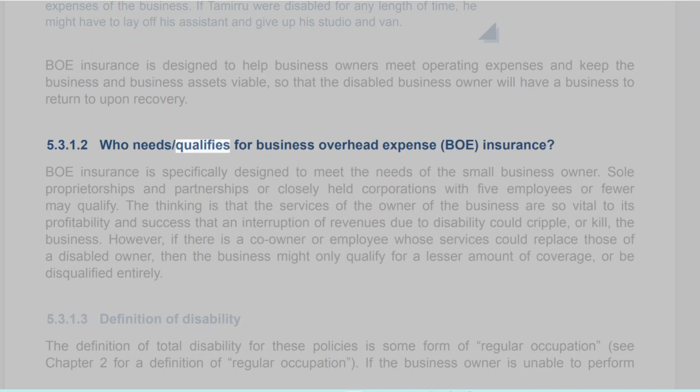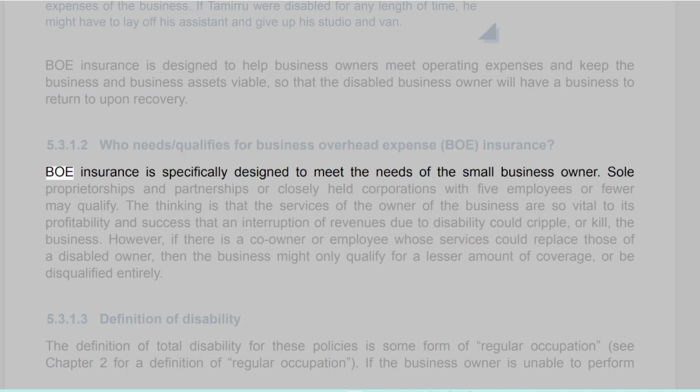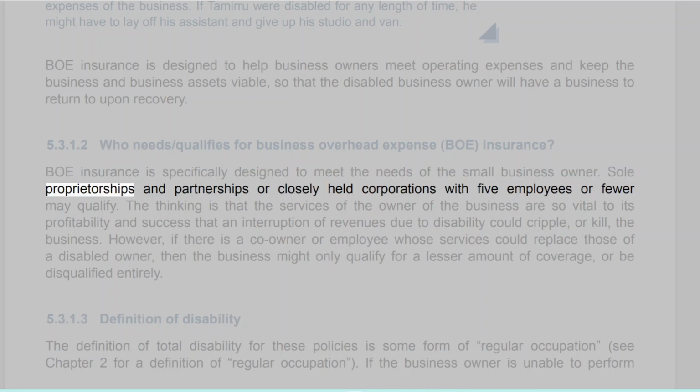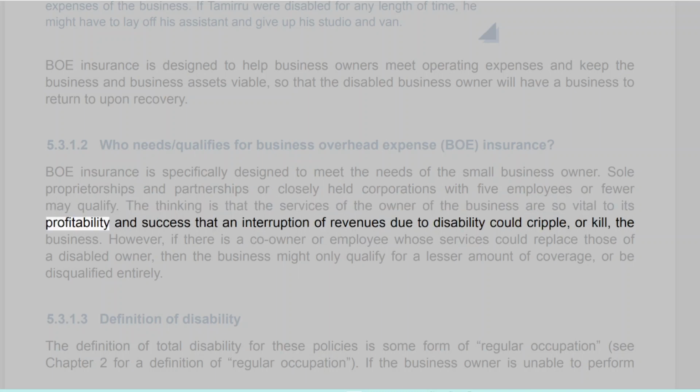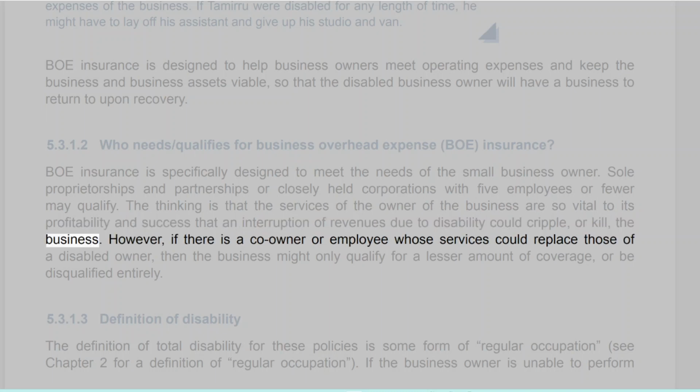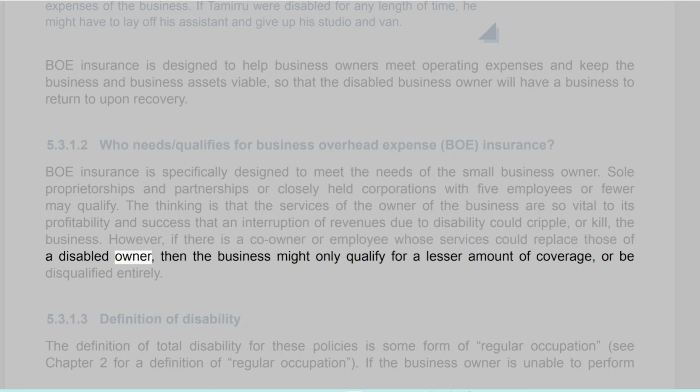5.3.1.2 Who needs/qualifies for business overhead expense, BOE, insurance. BOE insurance is specifically designed to meet the needs of the small business owner. Sole proprietorships and partnerships or closely held corporations with 5 employees or fewer may qualify. The thinking is that the services of the owner of the business are so vital to its profitability and success that an interruption of revenues due to disability could cripple or kill the business. However, if there is a co-owner or employee whose services could replace those of a disabled owner, then the business might only qualify for a lesser amount of coverage, or be disqualified entirely.